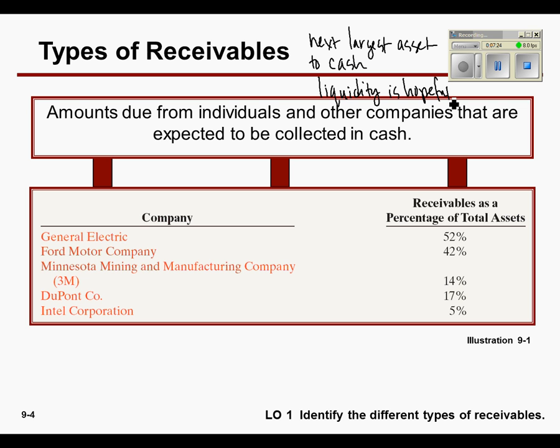Look at this. These are some big percentages. Receivables as a percentage of the total assets. So for General Electric, 52% of their assets are floating out there. ARs that owe money. Do you think that's a pretty startling statistic?